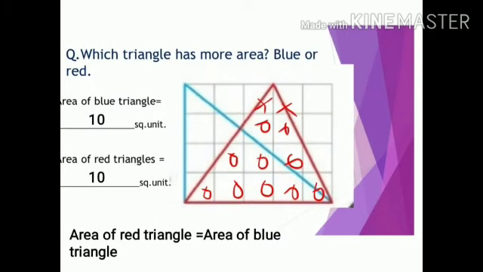Now we will find the area of the red triangle. Children, those squares which are marked with 0, we will count as 1 full square, and those which are marked with X, we will not count them. So you can see here there are 10 full squares. So the area of red triangle will be 10 square units. So we can say that area of red triangle is equal to area of blue triangle.